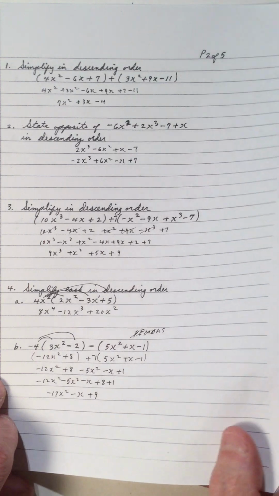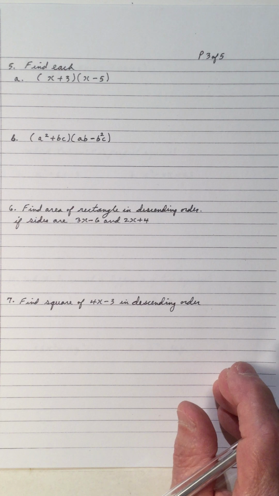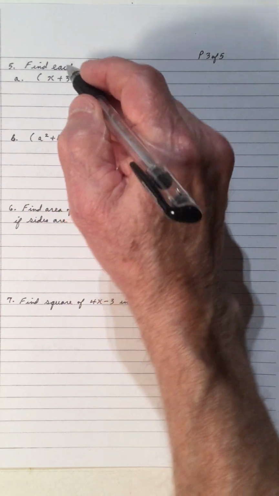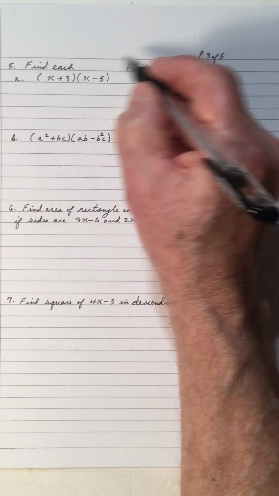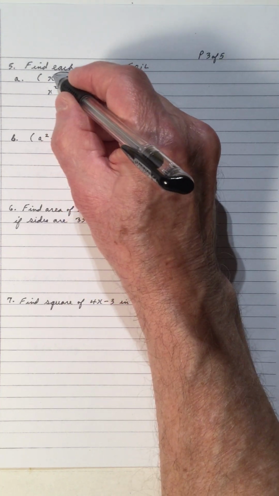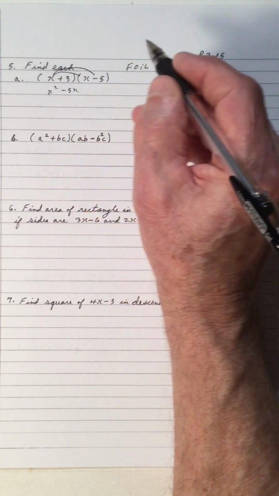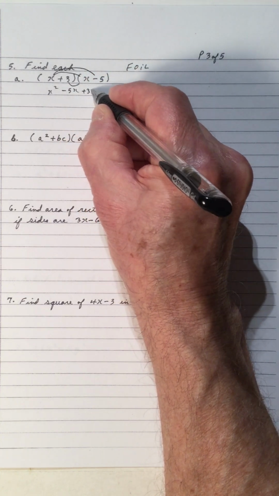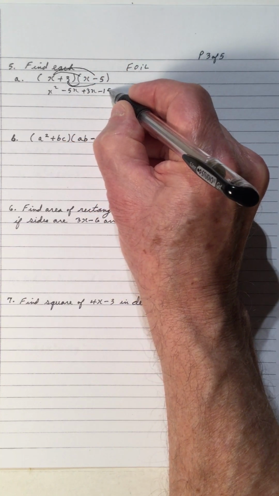Again, just a general review of polynomials too. Let's continue. We have the product of two binomials. So what I'm going to do is use the FOIL method, F-O-I-L. First is x times x, which is x squared. And then outside is x times negative 5, which is negative 5x. And then we multiply the inside, 3x times x is positive 3x. And last is 3 times negative 5, which is negative 15.